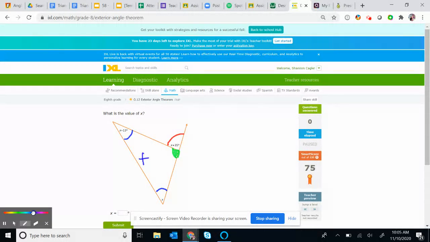If we know that the exterior angle is equal to the sum of the interior non-adjacent angles, so x plus 35 equals, we know they're equal, so we'll put our equal sign, x minus 13 plus x. All right, so we know that that is a true statement because of the exterior angle theorem.